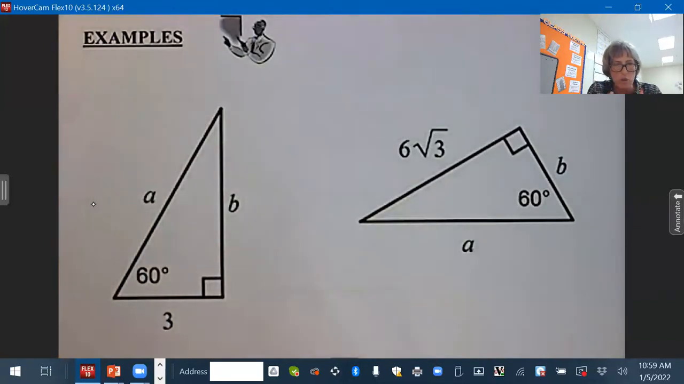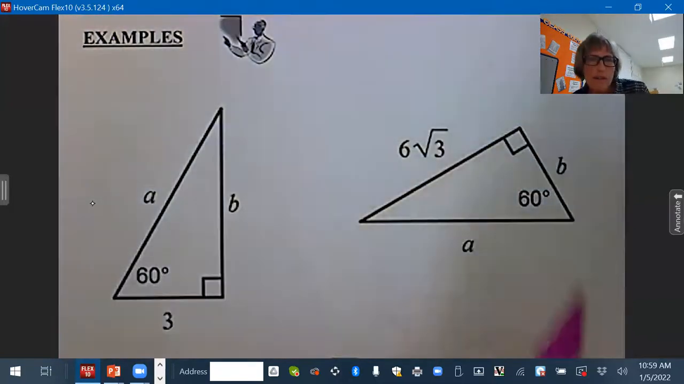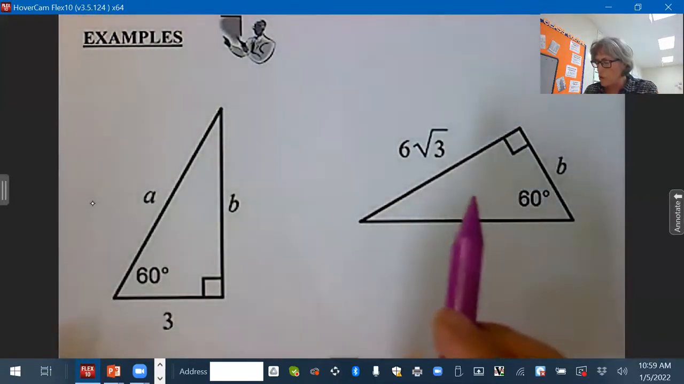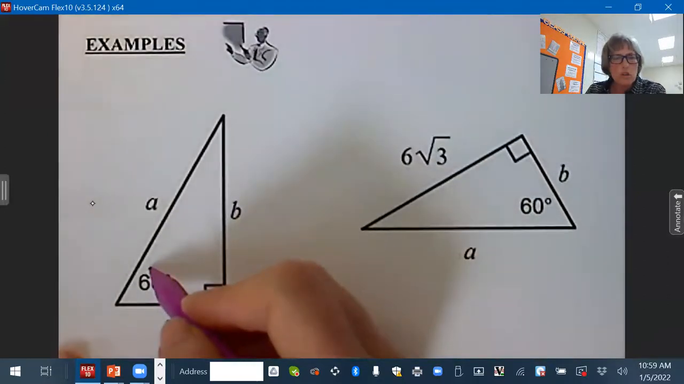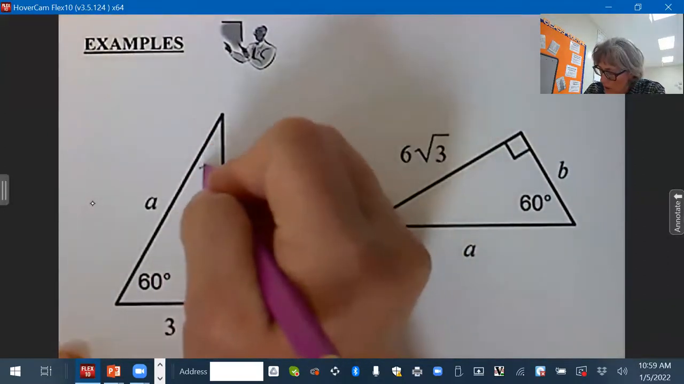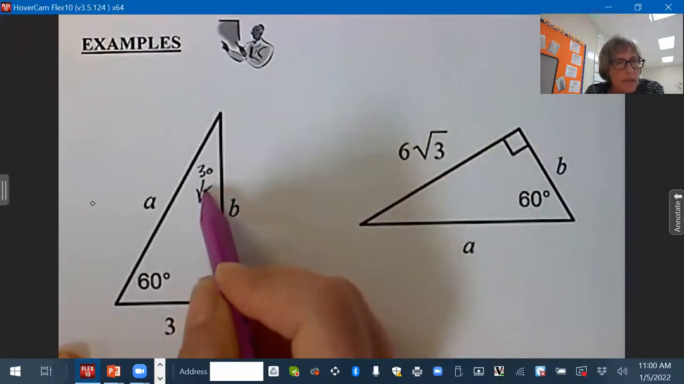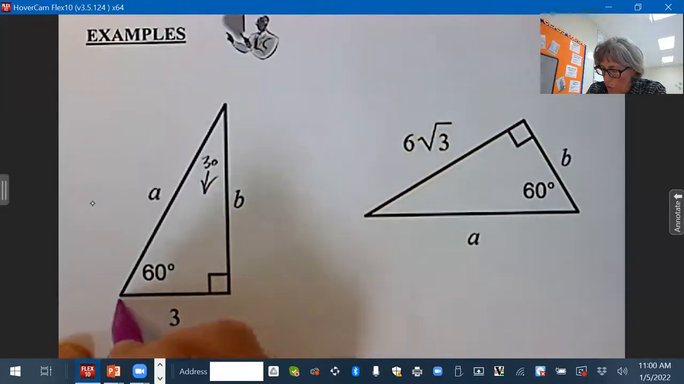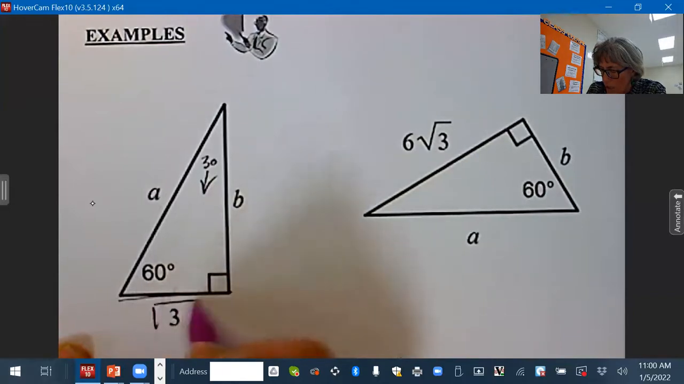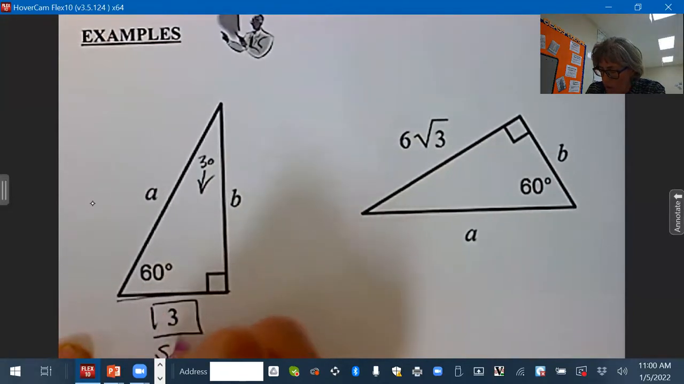Everything goes back to the short leg. So your first order of business is to find the short leg. In a 30, 60, 90, the short leg is across the 30 because that's the smallest angle. So first I identify my short leg. I'm going to box it. I'm going to write SL for short leg.